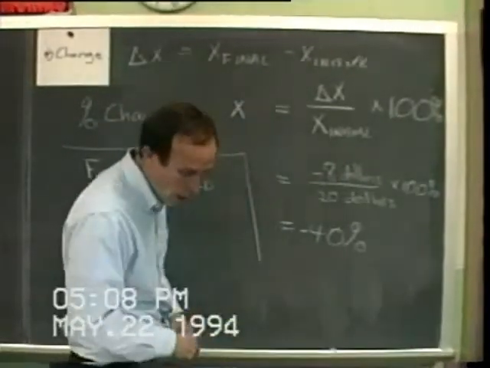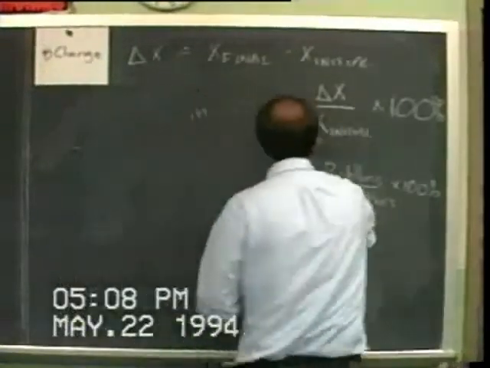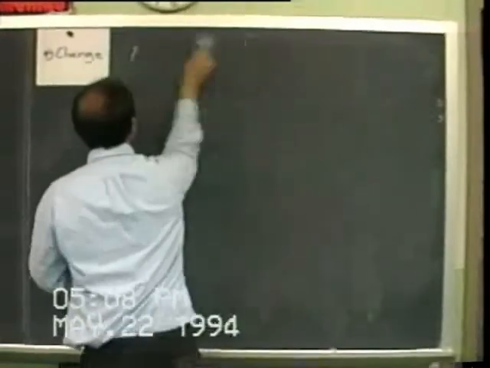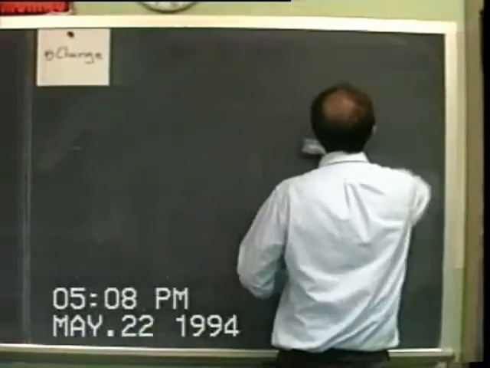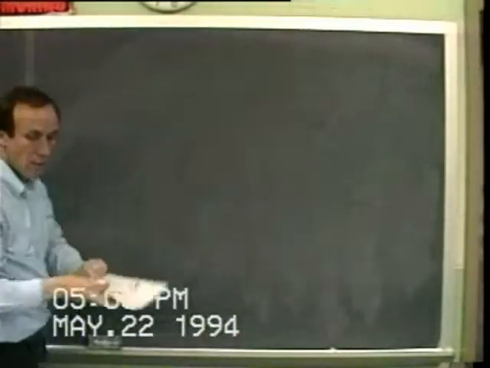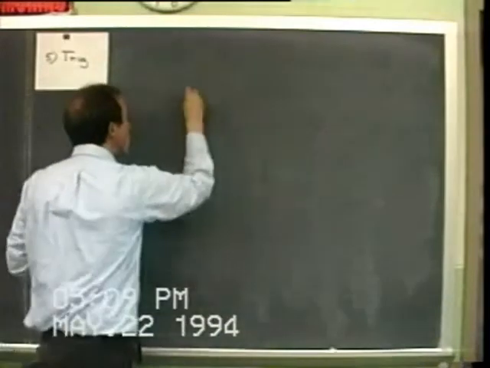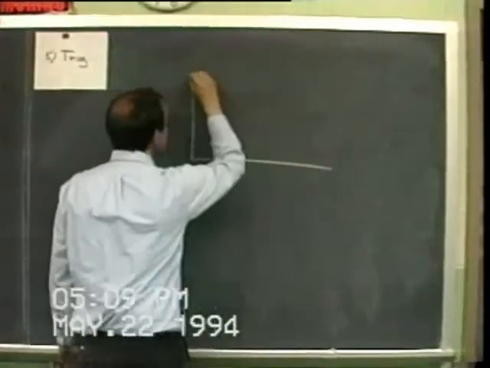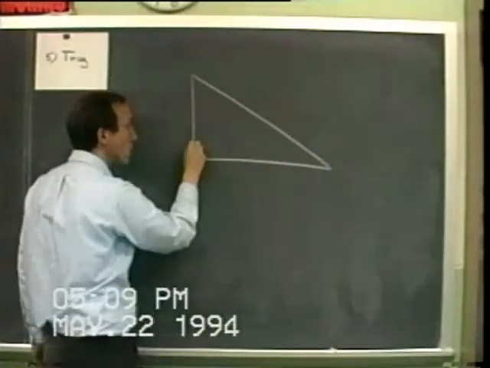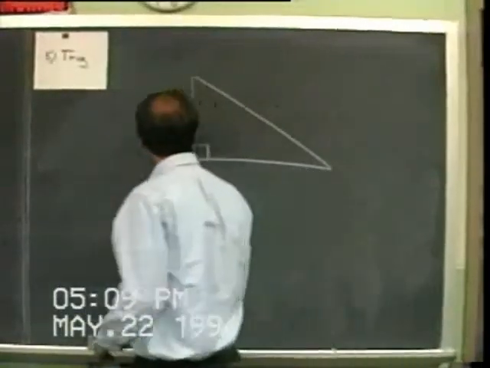Let's look at some trigonometry. Branch of mathematics dealing with right triangles. A right triangle is a triangle such that one of the three interior angles associated with a triangle is 90 degrees. And we symbolize that with that little box shape.